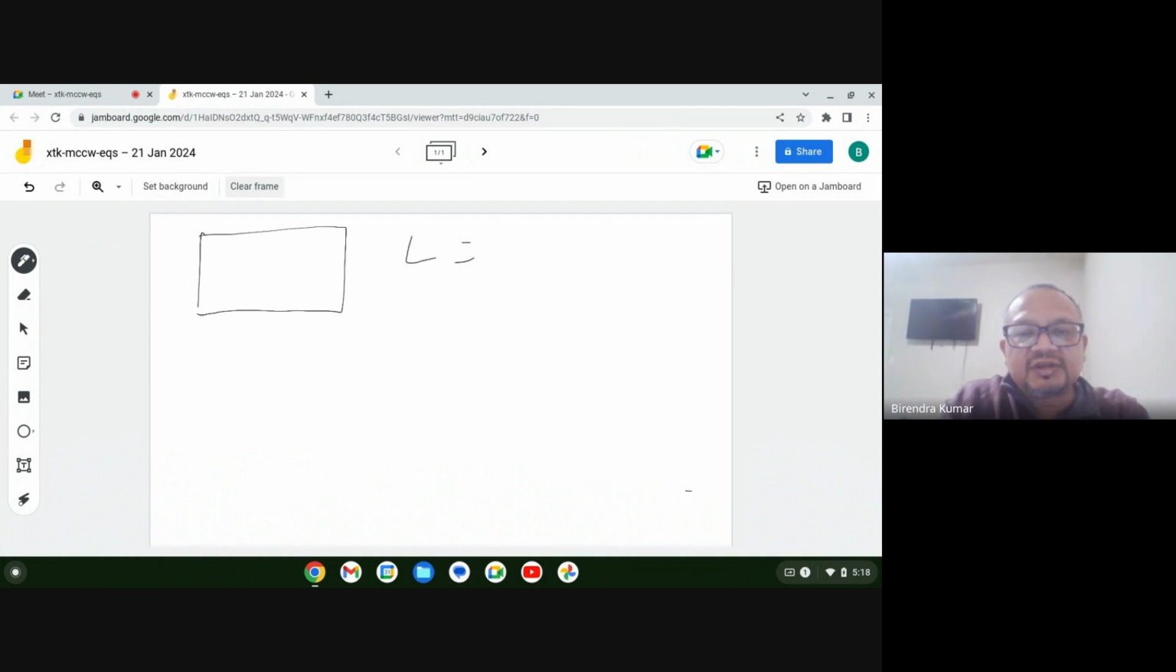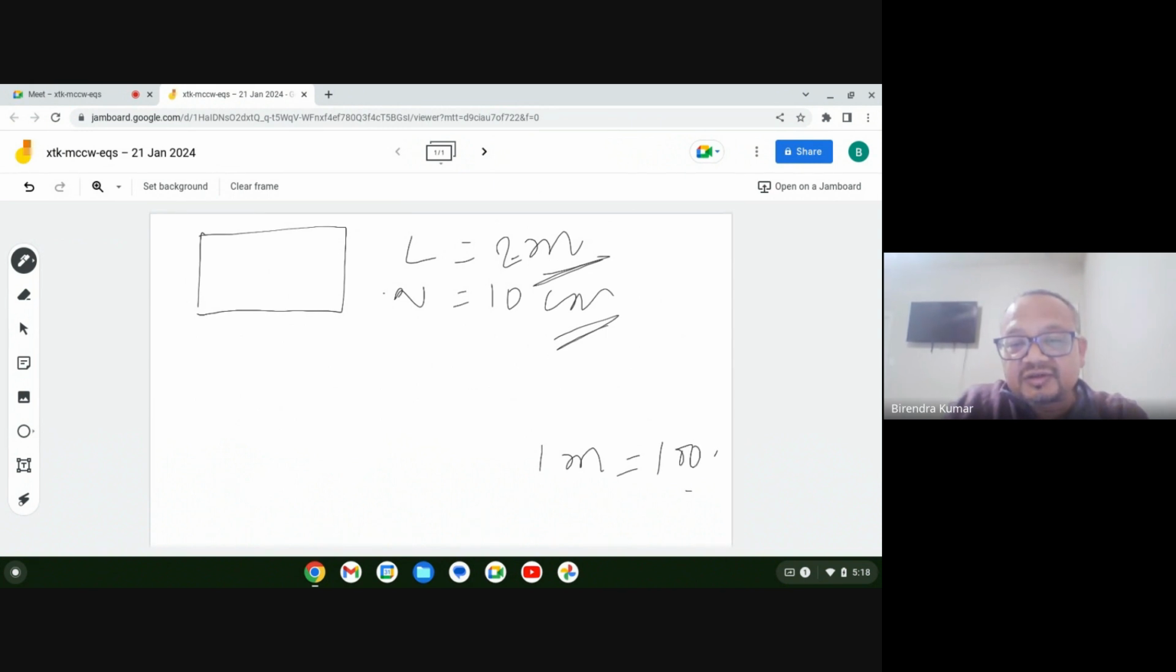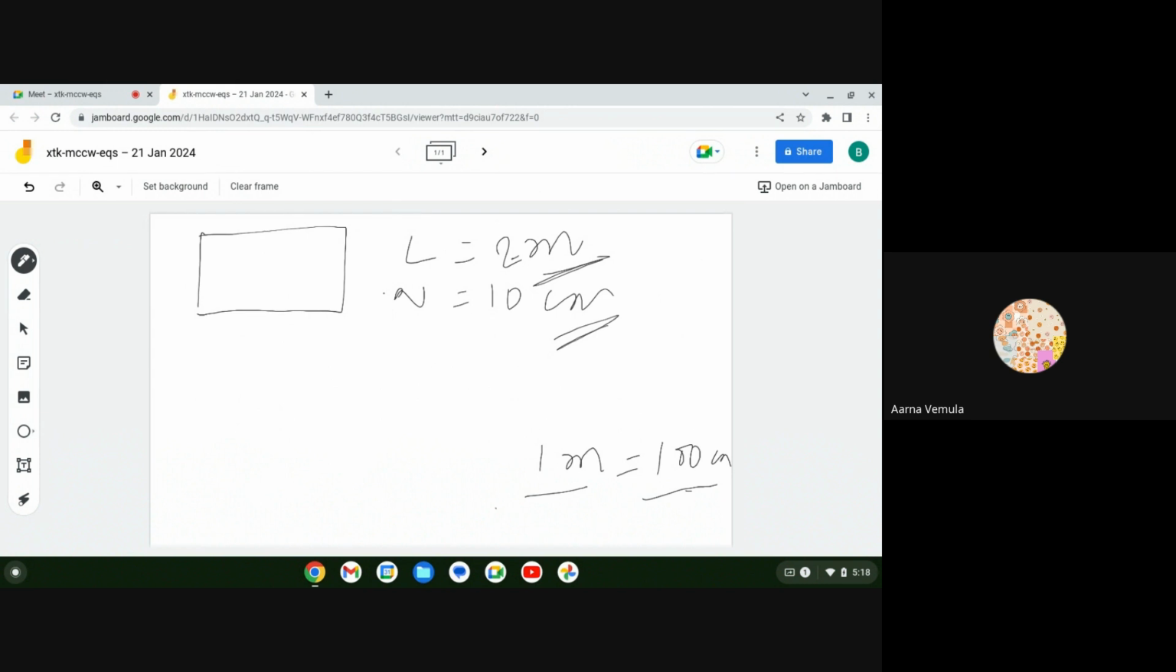Let's say length is 2 meter and width is 10 centimeter. So first here you're seeing that this is meter and this is centimeter. The conversion that we are supposed to know is 1 meter equals 100 centimeter. Do you guys remember this? Kind of. Yeah, 1 meter equals 100 centimeter.